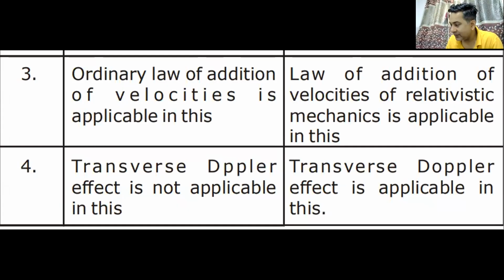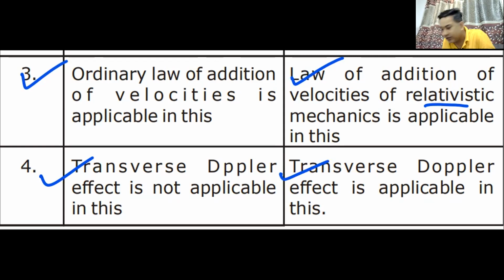Okay, the next 2 points are not of so much importance because they will not be asked, but just note them down. Ordinary laws of vector addition are used in sound, they are applicable. But speed of light is relativistic, and the laws of relativistic mechanics are applicable here, which you don't know. Transverse Doppler effect is not in your course, is not applicable for sound. Transverse Doppler effect is applicable here for light. Again, these things are not in your course, so there is no point that you should remember this. Do we understand this? Okay, so just note them down.